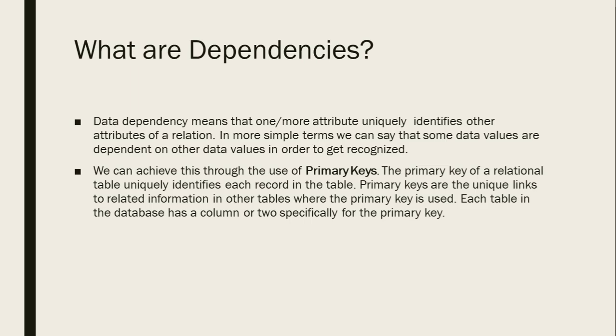So how do we do this? How can we achieve this? We can achieve this through the use of primary keys. The primary key of a relational table uniquely identifies each record in the table. Primary keys are the unique links to related information in other tables. If you have several tables in your database, you use primary keys to link up or relate tables to other tables. Each table in the database has a column or two specifically for the primary key.